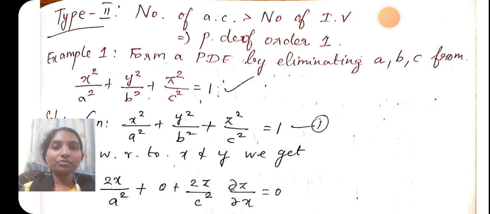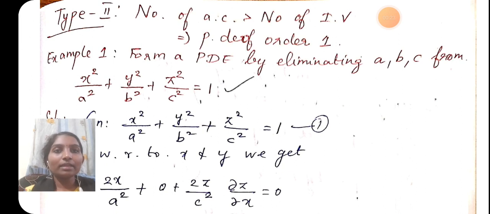This video is a continuation of the previous video on the topic partial differential equations. Previously we have seen the formation of partial differential equations, and in that we have seen only type 1. Moving on to the second type, which is type 2, where the condition is that the number of arbitrary constants is greater than the number of independent variables. Here we have to use, according to the given question, the order of the partial differential equation.